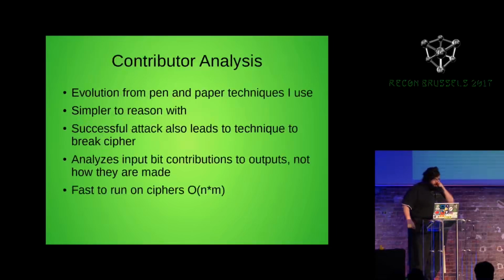So instead, with contribution analysis, we have something that is simpler to reason with. I think that everybody here can understand the concept of, okay, we have some inputs, we have some outputs, and we are going to see how these inputs affect the outputs. It's also successful if we have a really broken cipher. And we don't care about how the contributions are made. We don't care if it's an AND, if it's an XOR. We just care about this input bit affecting in some way this output bit.